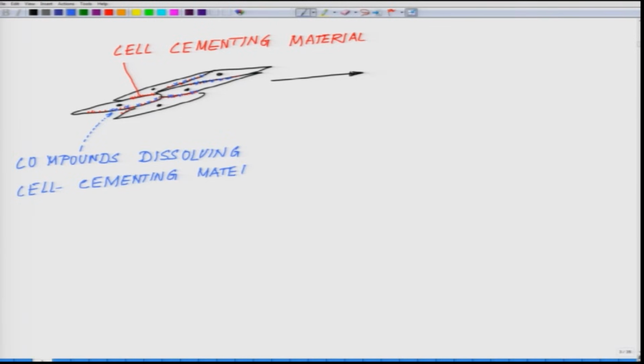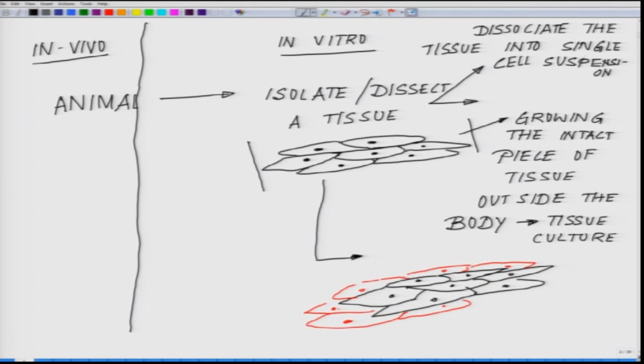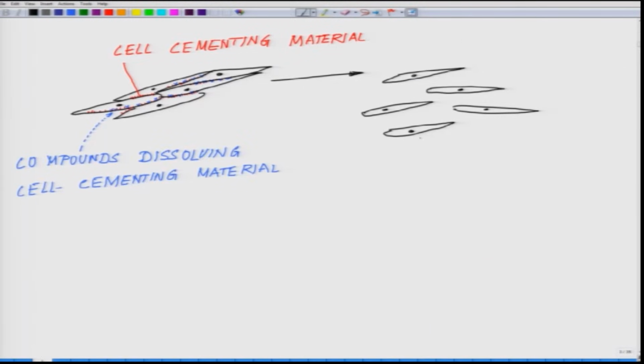material. What we will be getting after that will be a suspension of single cells like this, which are no more adhered to each other, they are in suspension, and this is called, the word which I used in the previous slide, single cell suspension.